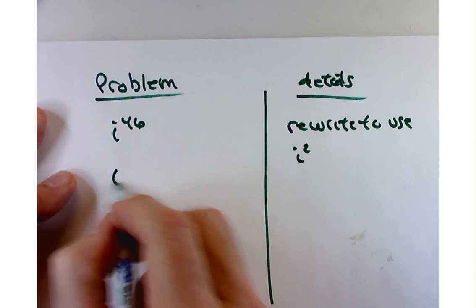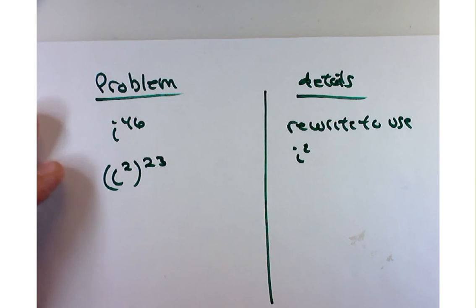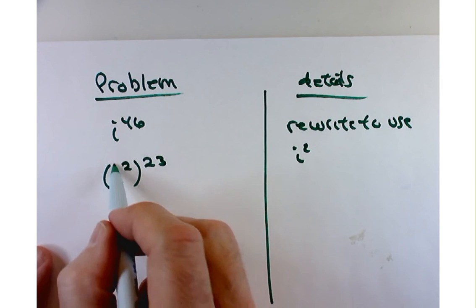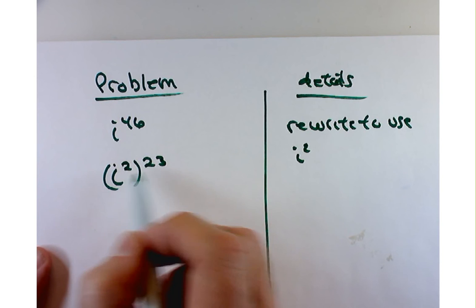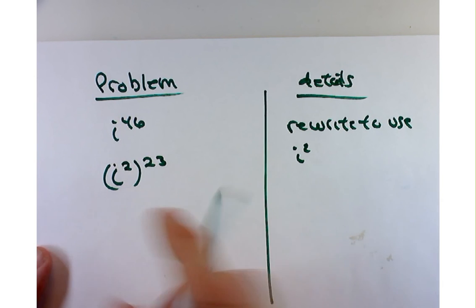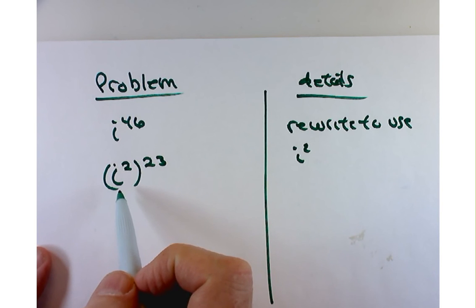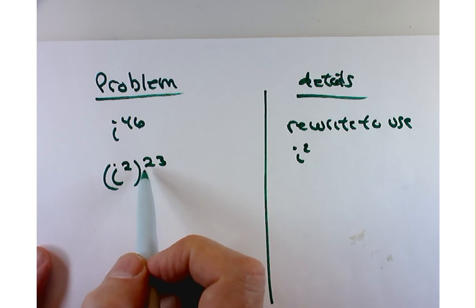So, i squared. This can be written as i squared to the 23. How come I can write it like that? What happens when I remove this parenthesis here? What happens with the exponents? They multiply, right?